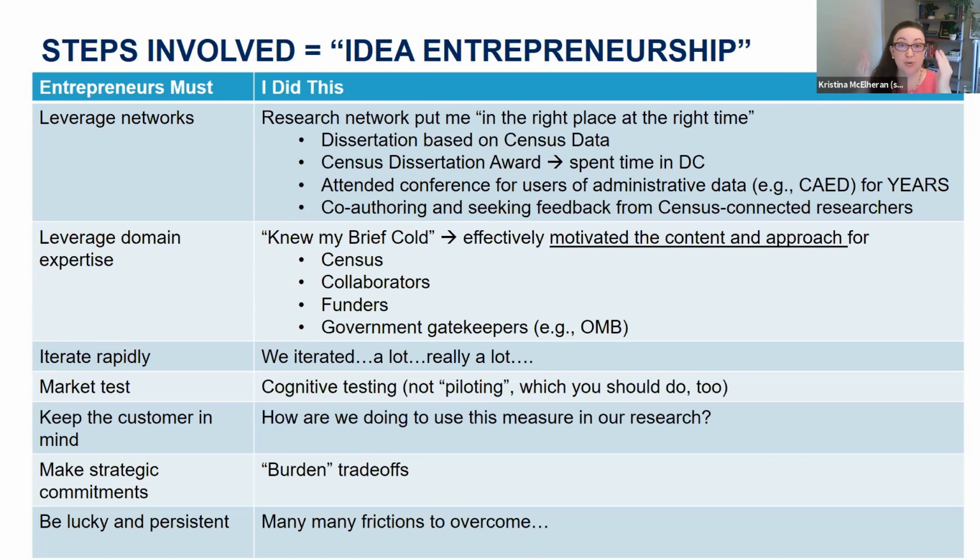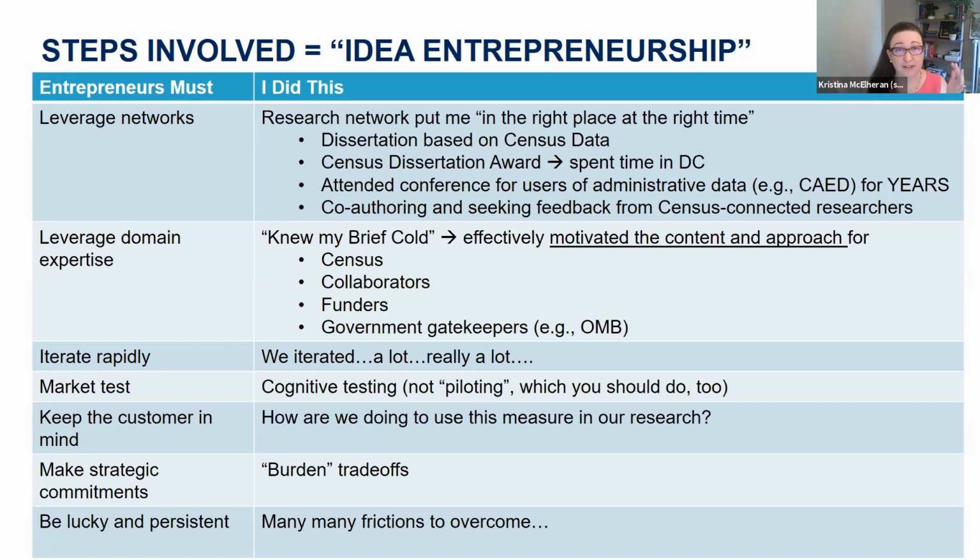And then I knew my brief cold, and this is so important. You have to know your literature and your contribution so early, because you have to motivate the content and the approach. I have to motivate everything I do, you know, every question we add to census. I have to fight with my collaborators on the MOPS for space on the survey. So we're always horse trading and motivating, you know, why this question and not the other question. We've had to go after a ton of money. So we have to motivate this for funders, and we have to motivate for government gatekeepers. So we don't get to just do this.